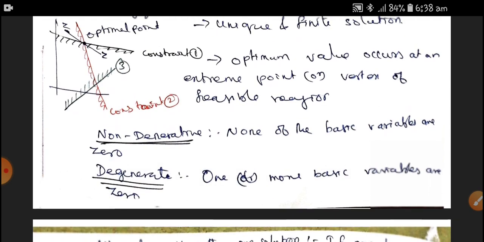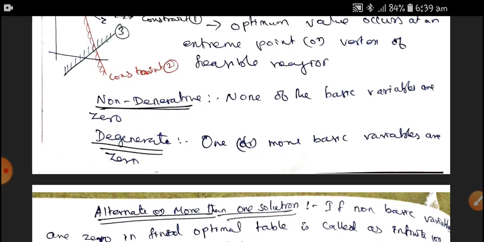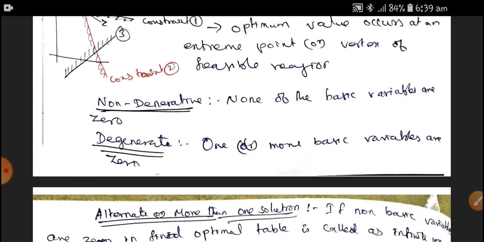Next is the non-degenerate solution. That is, none of the basic variables are zero. A degenerate solution is one where one or more basic variables are zero. That is called degenerate. Non-degenerate means none of the basic variables are zero.